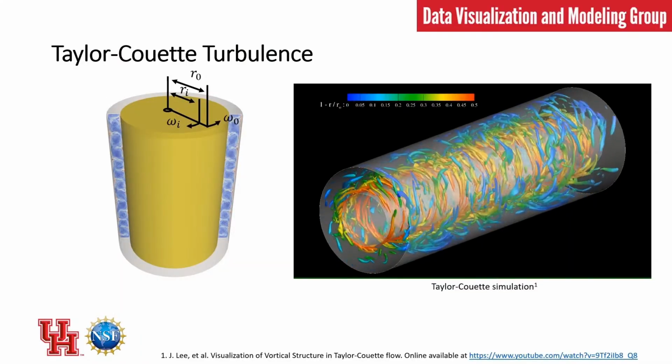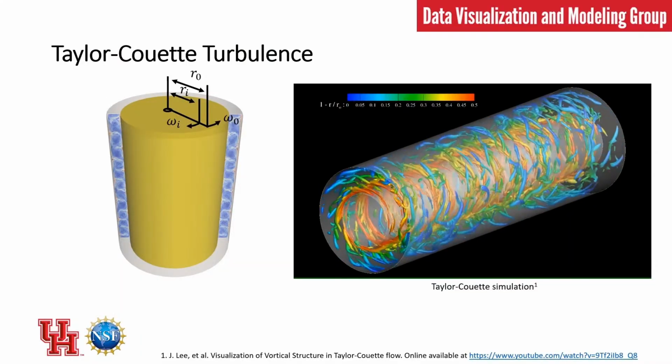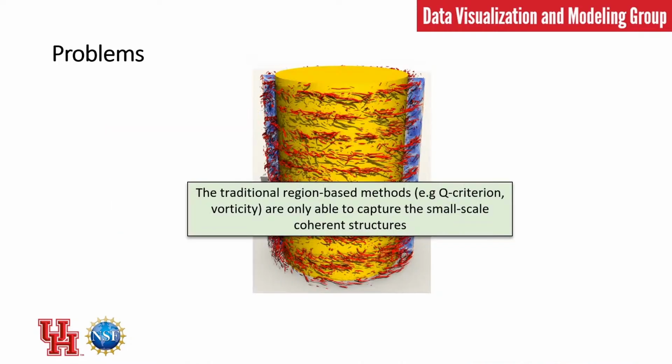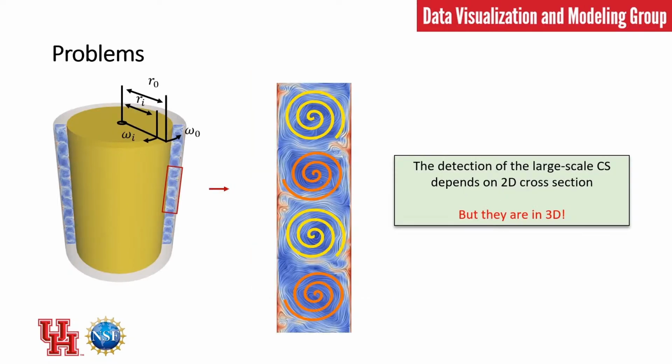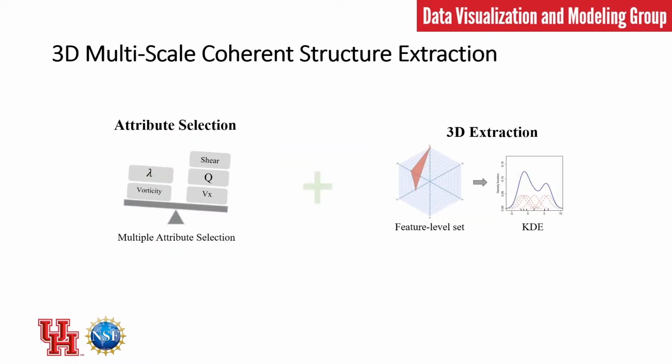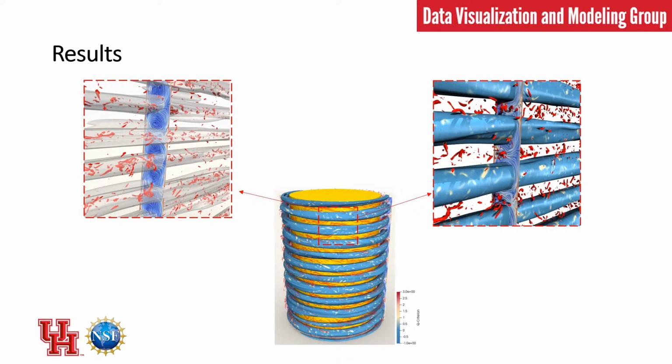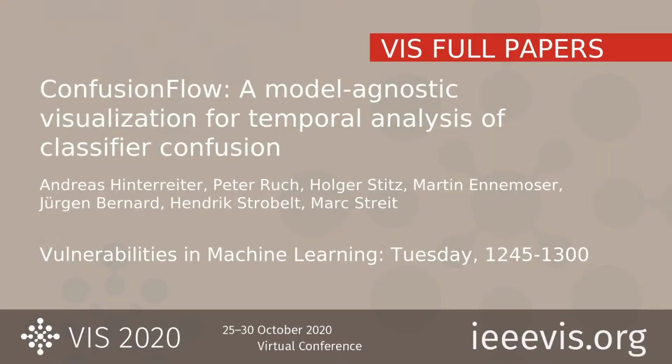Taylor-Couette flow is a turbulent fluid motion created in the gap between two rotating cylinders. The traditional region-based methods are only able to capture the small-scale coherent structure. The detection of the large structure depends on the 2D cross-section, which is not the true configuration. We adapt the feature-level set methods and density estimation to combine multiple attributes and use them as a filter to separate large and small-scale structure.